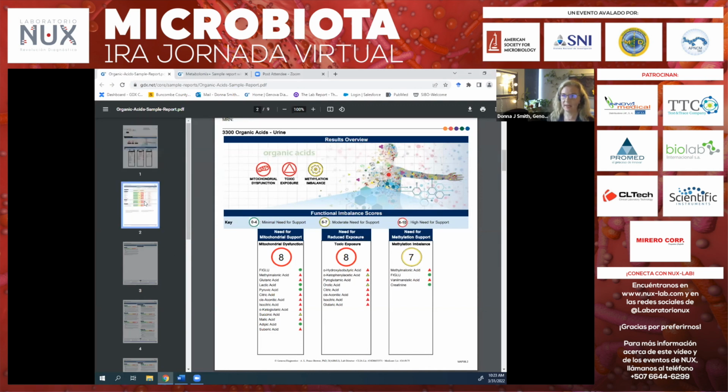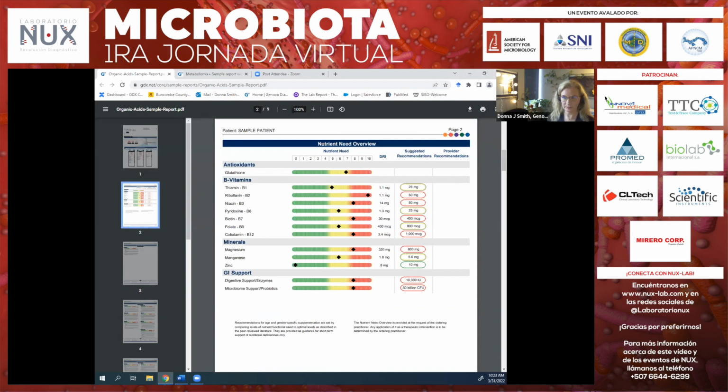So on the next page, we have a nutrient need overview. These are findings based solely on the findings of this report, and it gives an indication for the need for these nutrients. We have the categories of antioxidants, B vitamins, minerals, as well as the need for GI support. The green is an indication that there's a normal level of need for that nutrient. In the yellow, we've got a moderate level of need for that nutrient. And in the red, we've got a high level of need for that nutrient.